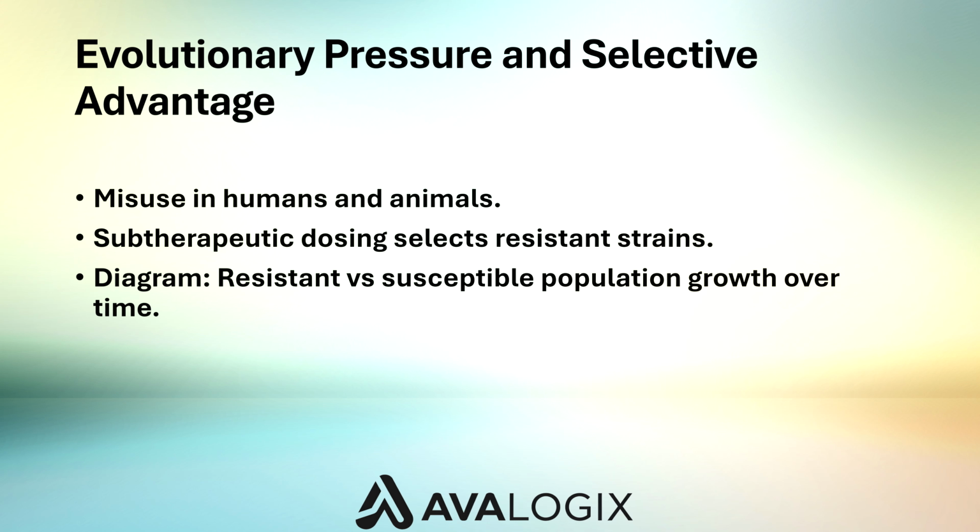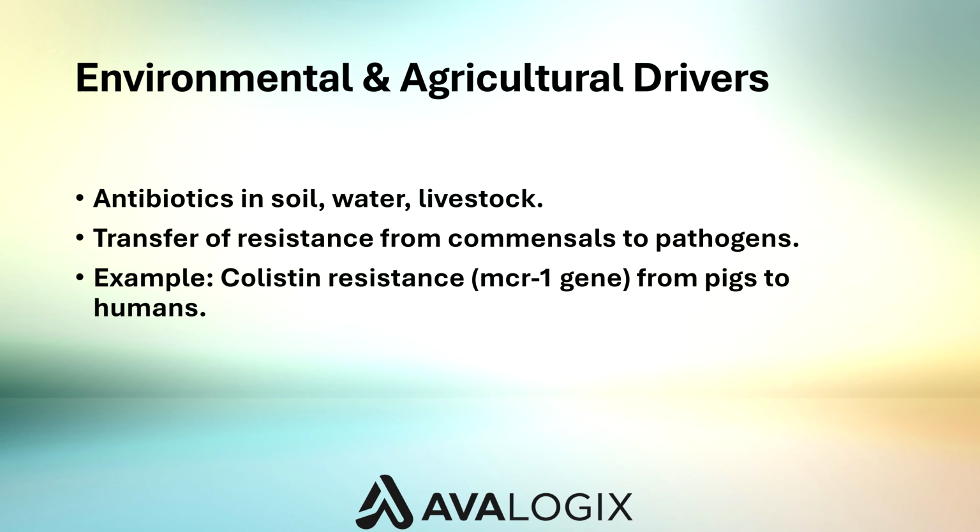And with each treatment failure or misused dose, we increase that pressure. Let's now turn our attention to where resistance genes come from in the broader ecosystem. Antibiotic resistance doesn't just emerge in hospitals. The environment is a huge, often overlooked reservoir.